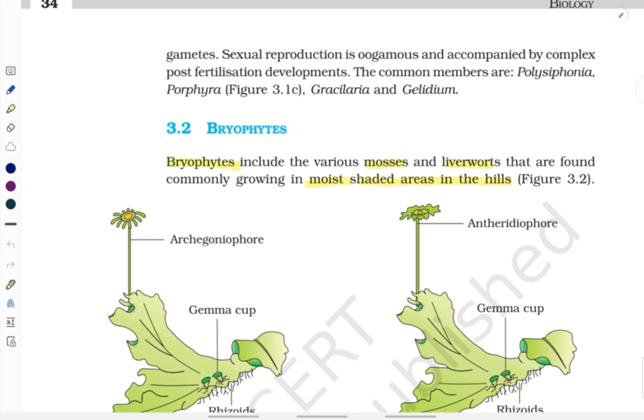As far as bryophytes are concerned, they include mosses as well as liverworts. They are found commonly growing in moist shaded areas in the hills. So they are divided into two categories, mosses and liverworts, and the areas wherein they are seen are generally moist and shaded, and they are found on hills.